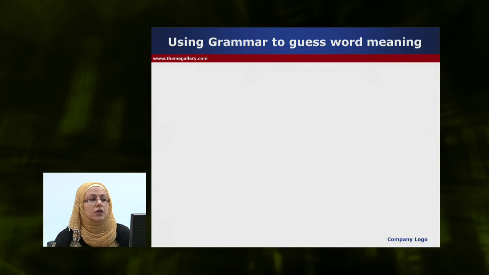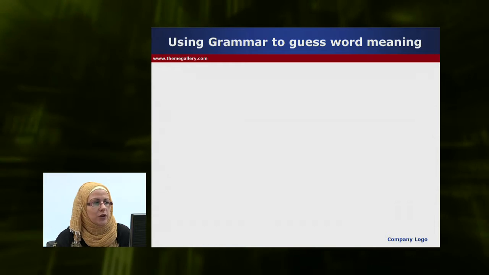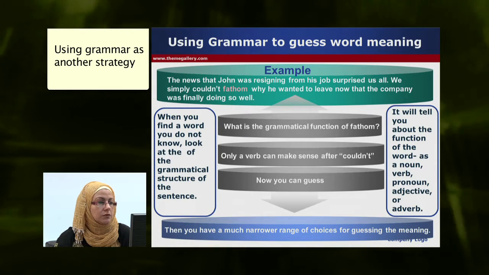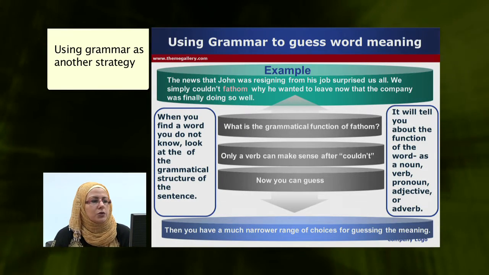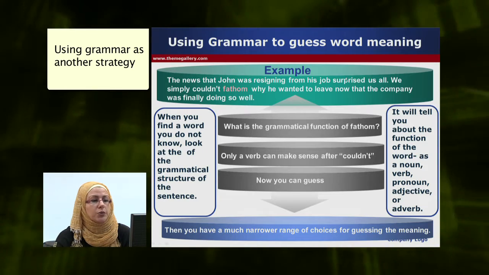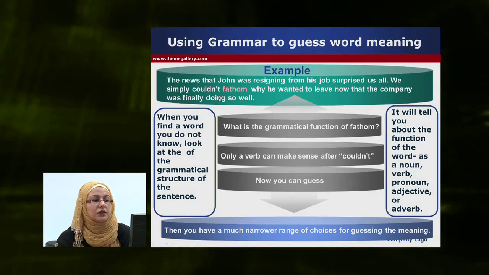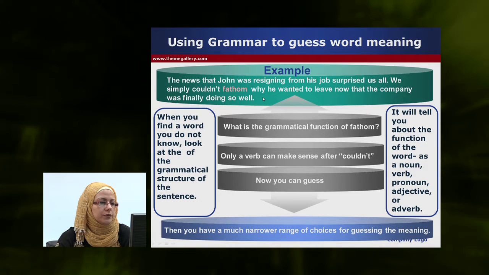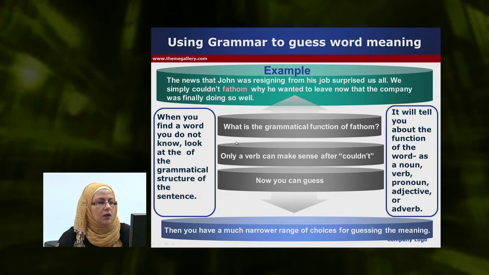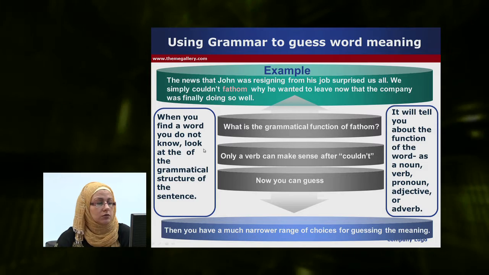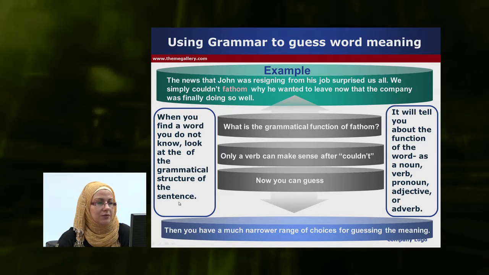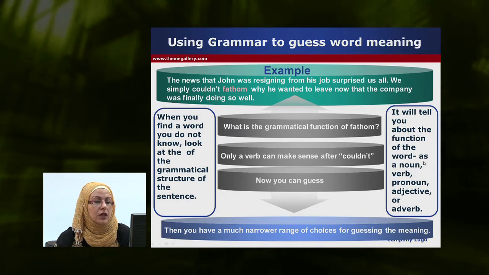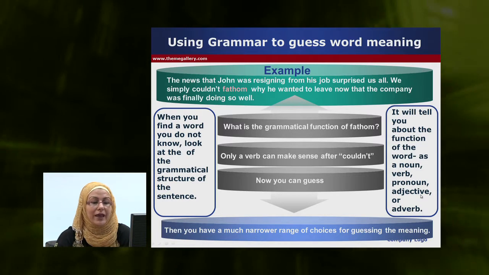We come now to a different strategy, or a complementary one, let's say, using grammar to guess word meaning. For example, the news that John was resigning from his job surprised us all. We simply couldn't fathom why he wanted to leave now that the company was finally doing so well. When you find a word you do not know, look at the grammatical structure of the sentence. It will tell you about the function of the word, either as a noun, a verb, a pronoun, adjective, or adverb.